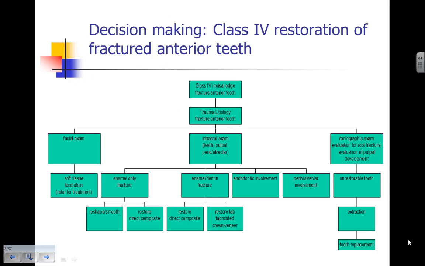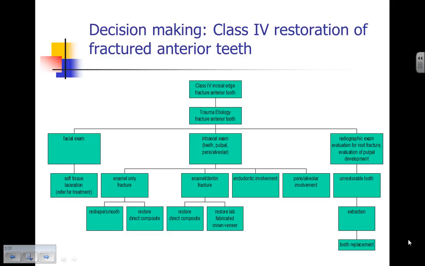Class 4 interventions for fractured anterior teeth really require a significant amount of evaluation. The patient presents either directly to your office, or they may just call up and say, I broke a front tooth, I kissed the concrete when I fell, or perhaps they were hit in the face by a foreign object, a tennis racket, a golf club, or perhaps they walked too close to a swing set and the swing hit them in the mouth.